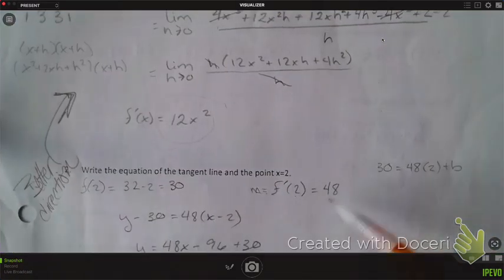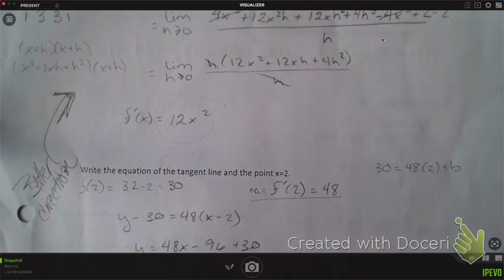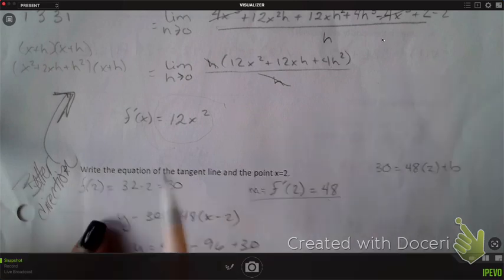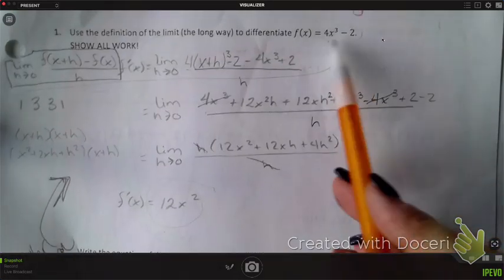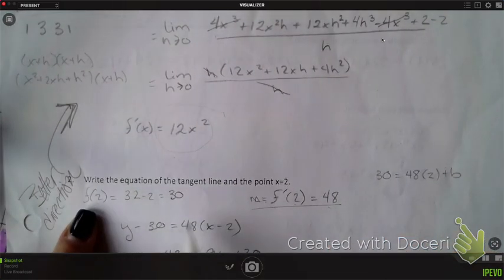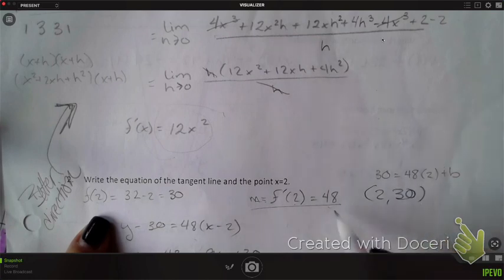Yep. Okay, so I get my slope, yes? Yes. Okay, so then the other thing I needed is a point, don't I? Yeah. So I just put 2 into my original function, right here. So 2 into my original function gave me 30. So I have a point of (2, 30), and I have a slope. Can I write an equation of a line using that? Yes, so that's what you would do.